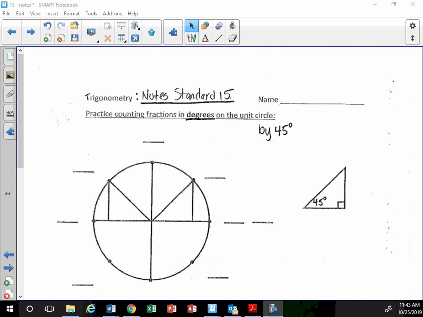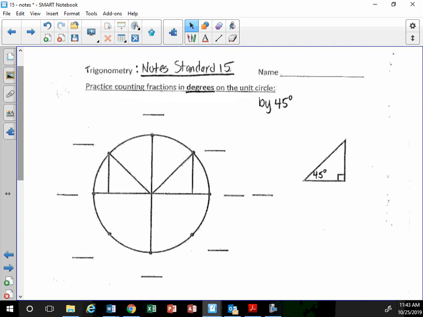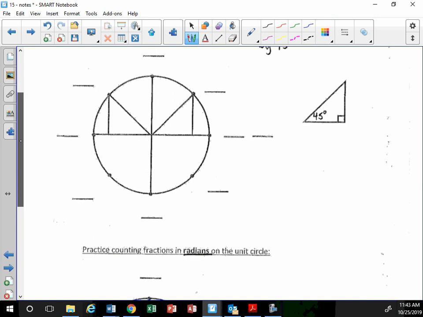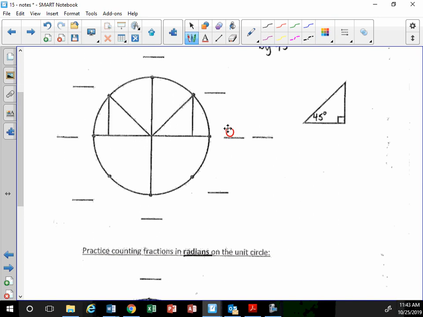Okay, so on that note, what we're going to do is break this down by the special right triangles and work our way around the whole circle. So we're going to start in degrees because that's comfortable for you guys. Over here on the right is 0 degrees. What would it be if I went all the way around the circle?